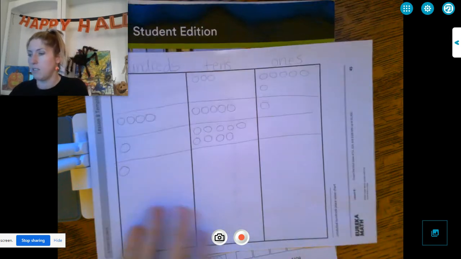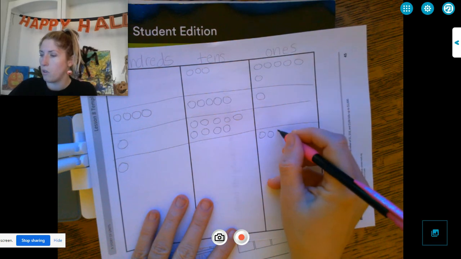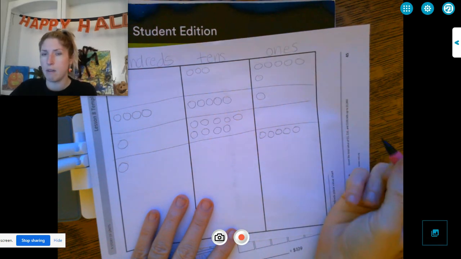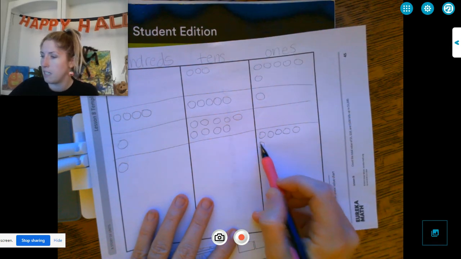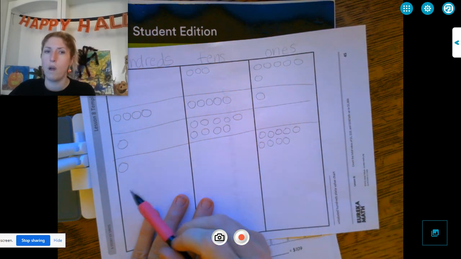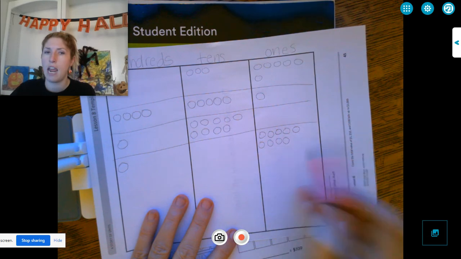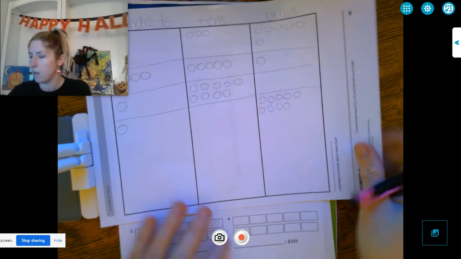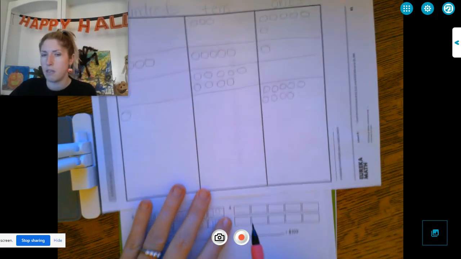9. So 1, 2, 3, 4, 5. I did my row of 5, and I'm going to come down here and say 6, 7, 8, 9. 100, no tens, 9 ones. Okay, now we're going to put those down here on the bills.